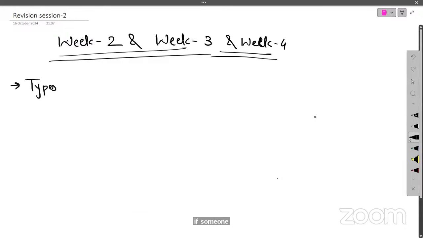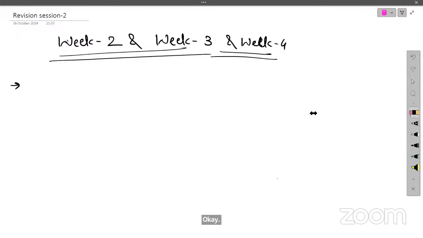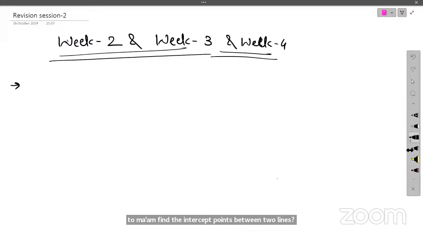Okay, so I'll just briefly summarize week 2, and then we go up to week 3 and week 4. Ma'am, I have a confusion: how do we find the intercept points between two lines? Okay, intercept point between two lines. I'll give you a general method where you don't have to remember a formula. So let's start. I'll mute you all, and if you have any doubt, you can raise your hand.